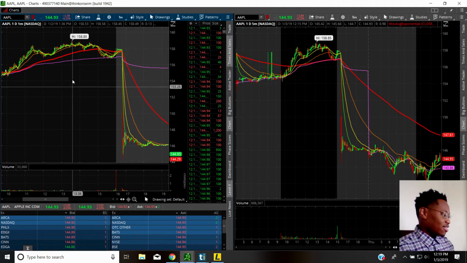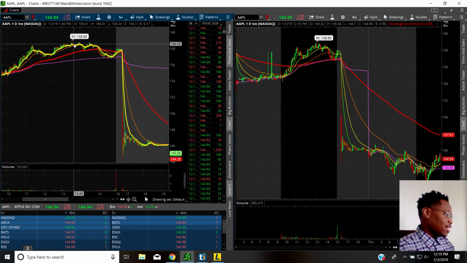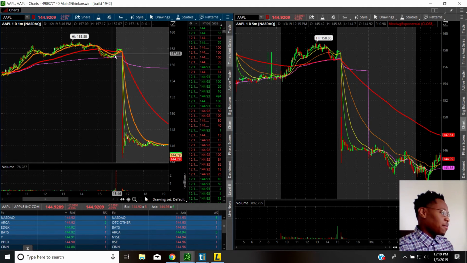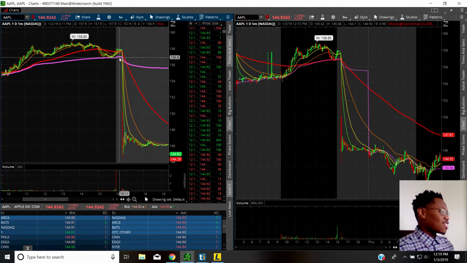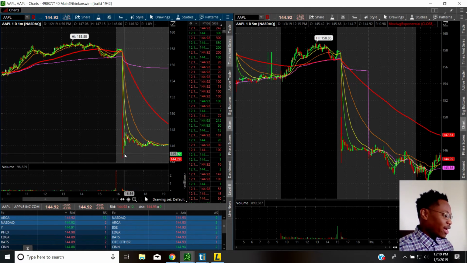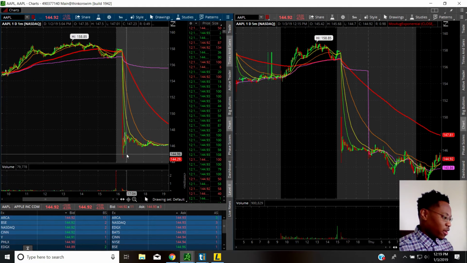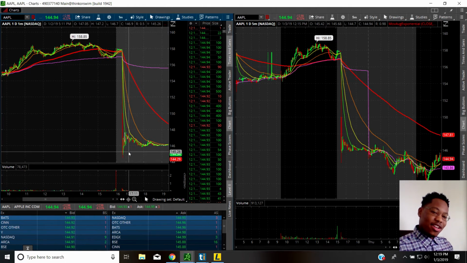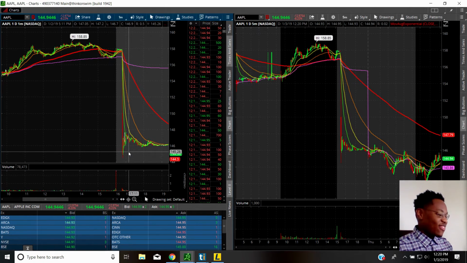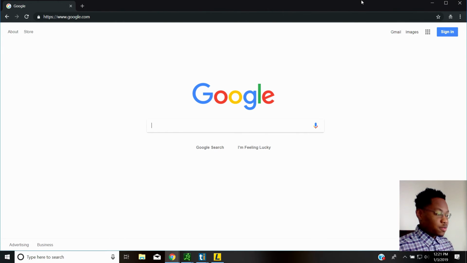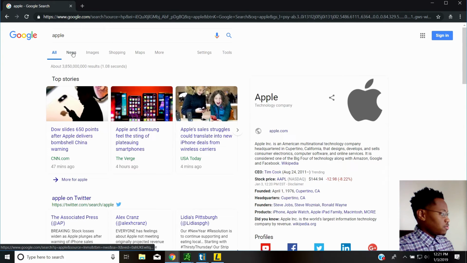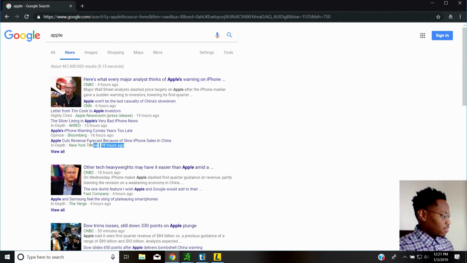As you can see, the stock was actually at a high of 158.85. However, as you can see in the post-market trading, the stock significantly dropped from 158 all the way down to really about 144. Now, what would make a stock drop so significantly? Glad you asked. Let's find out. All we simply have to do is go to Google, type in Apple, click on news, and here we have it.